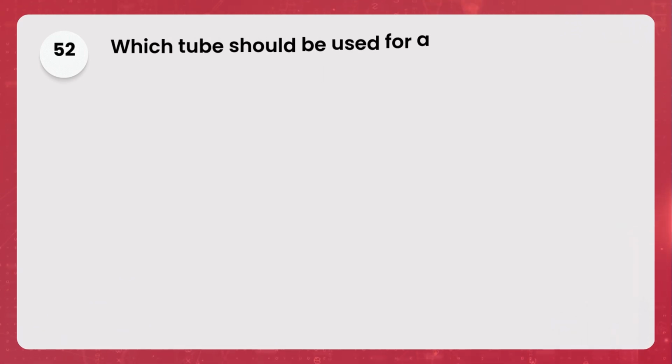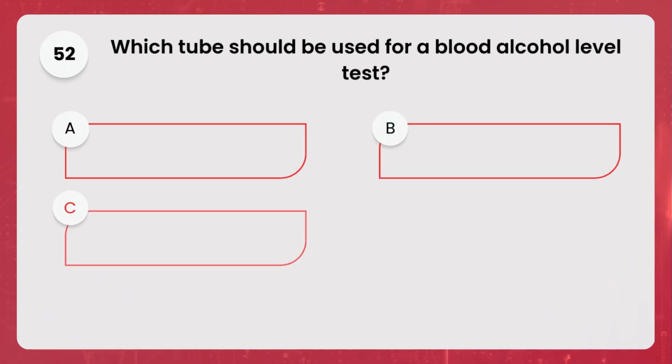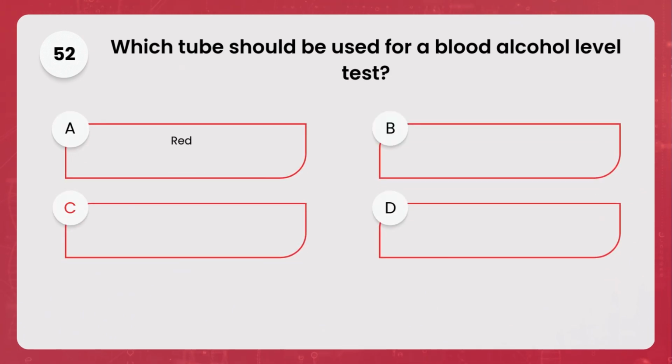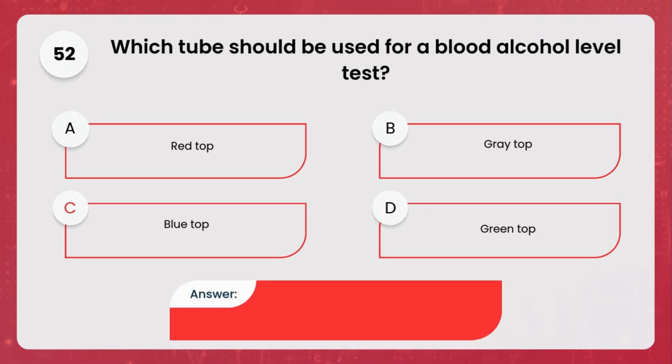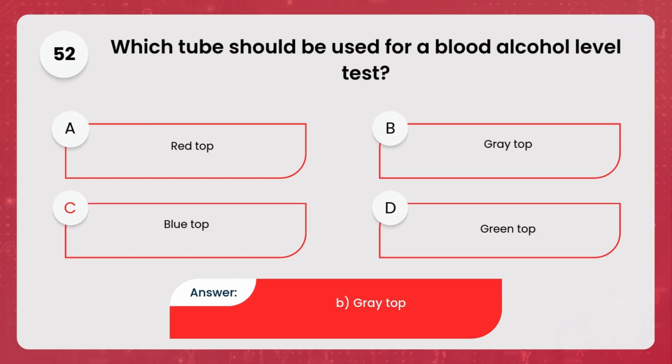Number 52. Which tube should be used for a blood alcohol level test? A, red top. B, gray top. C, blue top. Or D, green top. The answer is B, gray top.